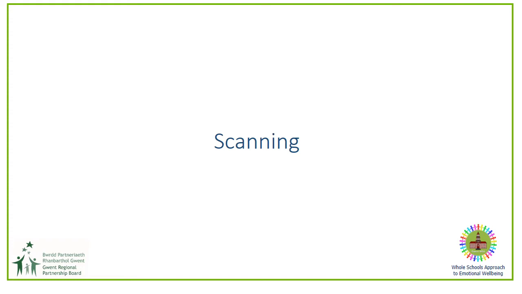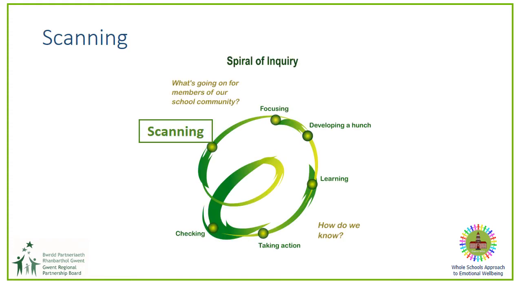And the first of these stages is scanning. So scanning is the first of the 6 stages of the spiral of inquiry, and it's when we welcome curiosity and leave all assumptions at the door. We want to know what's really happening in the school community through scanning, and we ask that members of the scanning team leave any ideas of what we are getting right, what we're not getting right, what we might need to do to improve out of their heads when they approach scanning.